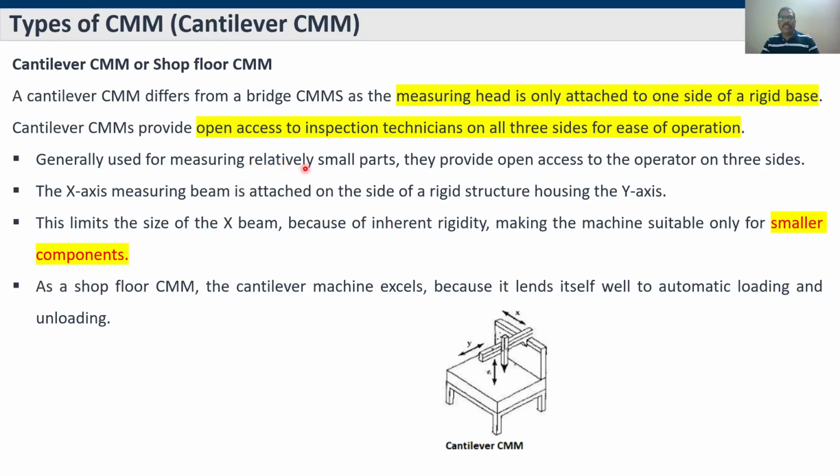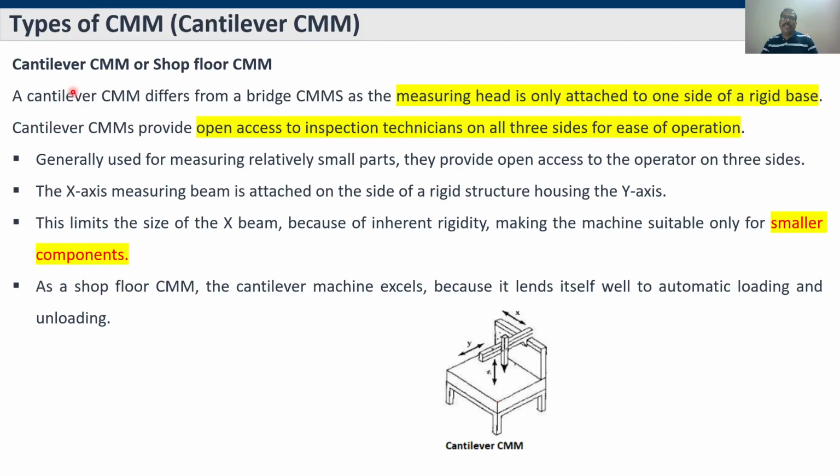Generally used for measuring relatively small parts, they provide open access to the operator on three sides. The x-axis measuring beam is attached on the side of the rigid structure housing the y-axis. So this is the measuring beam, attached on the rigid structure which houses the y-axis. This limits the size of the x beam because of inherent rigidity, making the machine suitable only for smaller components. You can't test a heavy or bigger size component in this cantilever type CMM, only small components.